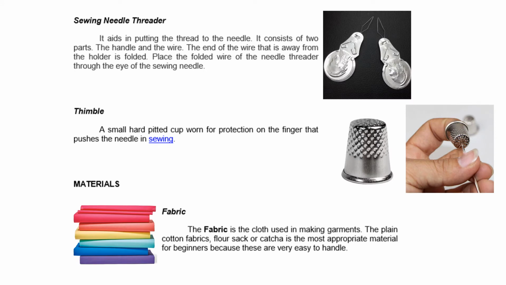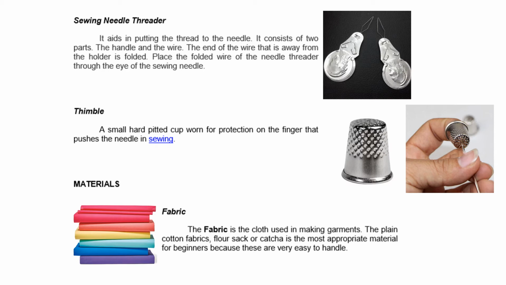Next, we have the sewing needle threader. It aids in putting the thread to the needle. It consists of two parts, the handle and the wire, as you can see in the picture. The end of the wire that is away from the holder is folded. Place the folded wire of the needle threader through the eye of the sewing needle. So, kung pasmado kang tao, ito yung gagamitin mo kapag di mo masyado makita yung butas o pasok yung thread sa butas ng karayom. So, ito dapat yung ginagamit.